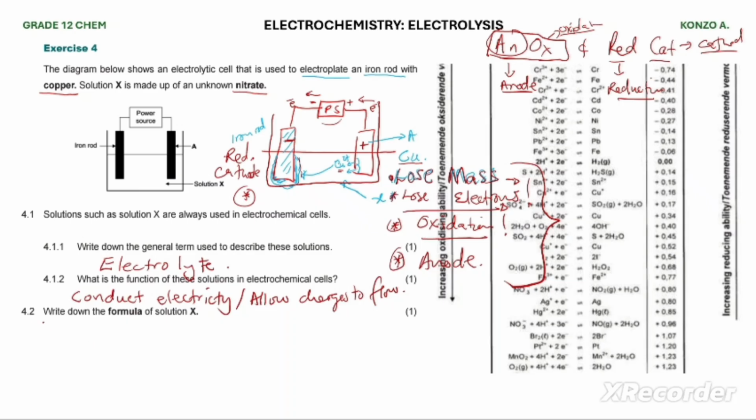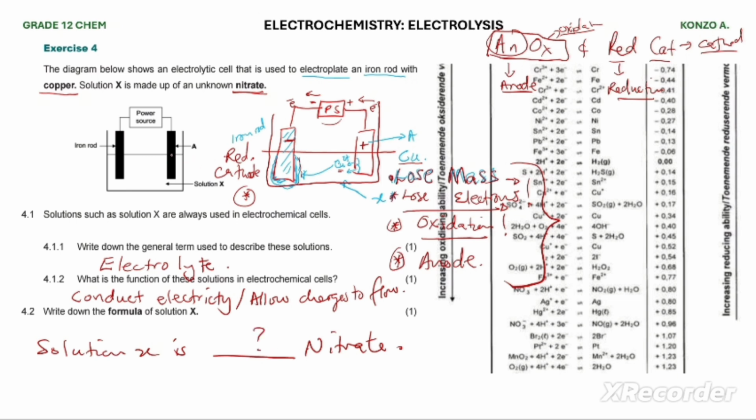All right, fine. Let's look at 4.2. Write down the formula of solution X. Now, this is interesting because they told you that solution X is made up of an unknown nitrate. So I already know this solution X is dash nitrate. Now, what is this dash that's missing?